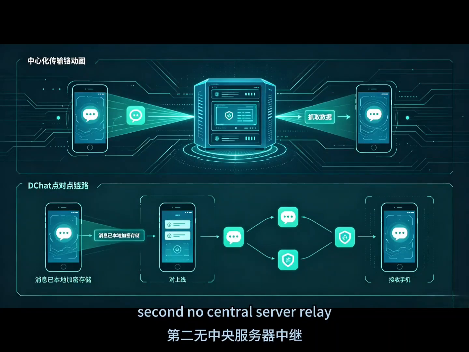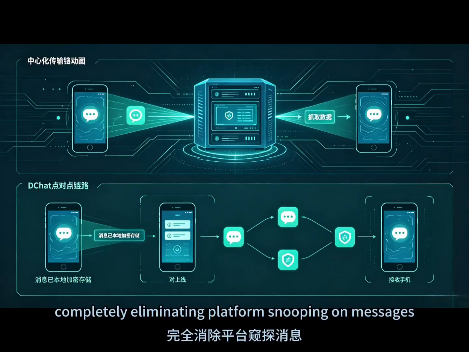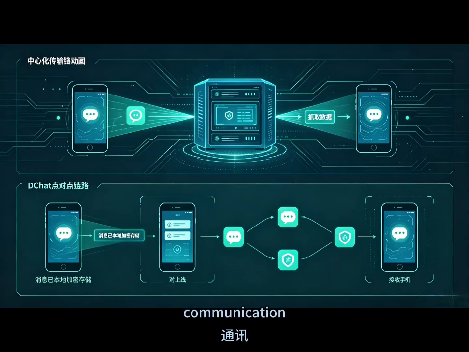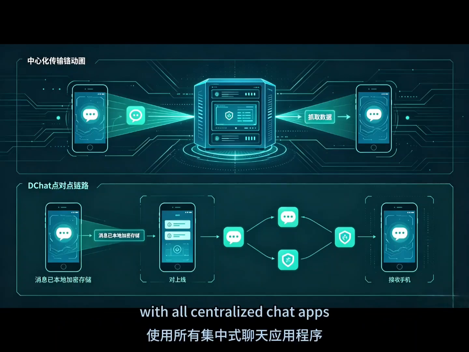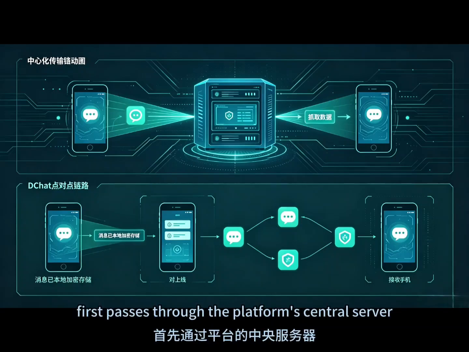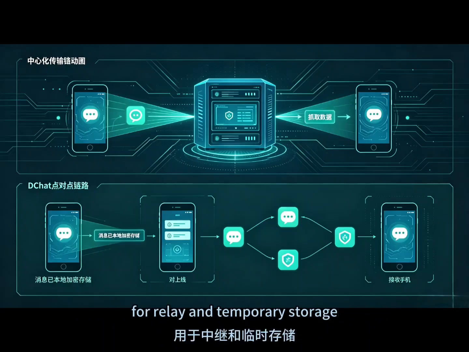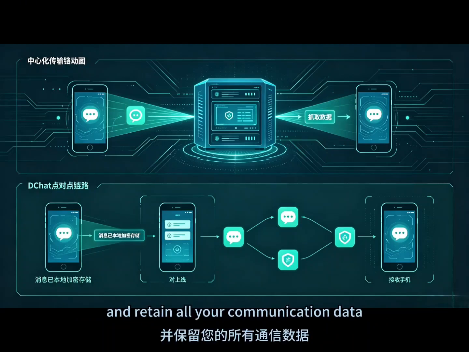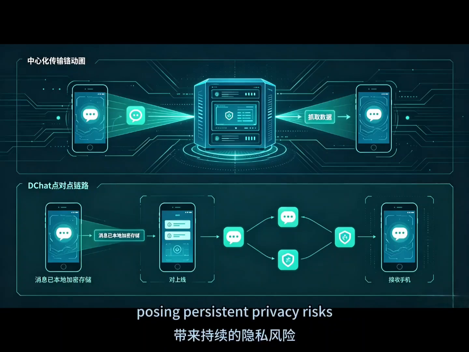Second, no central server relay, completely eliminating platform snooping on messages. This is the core strength of decentralized communication. With all centralized chat apps, whether encrypted or not, every text, voice message, and file you send first passes through the platform's central server for relay and temporary storage. The platform backend can capture and retain all your communication data, posing persistent privacy risks.